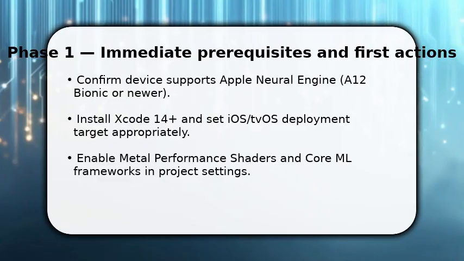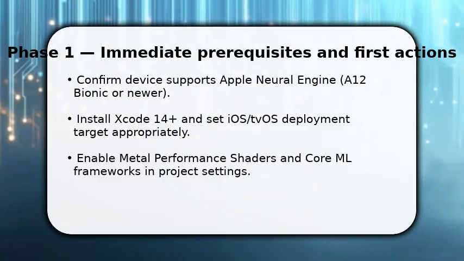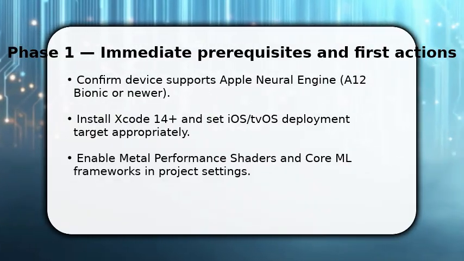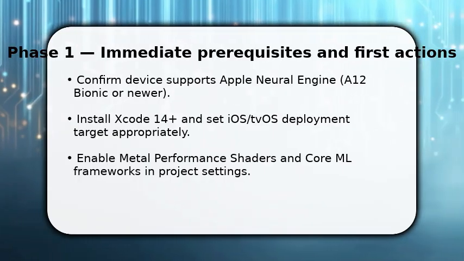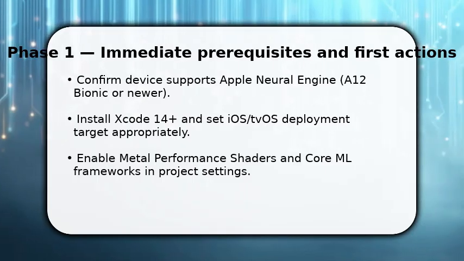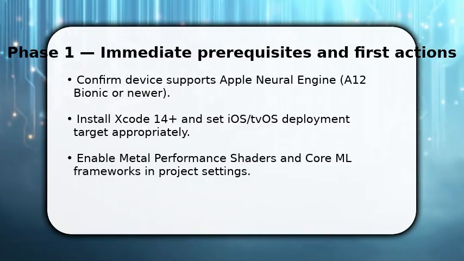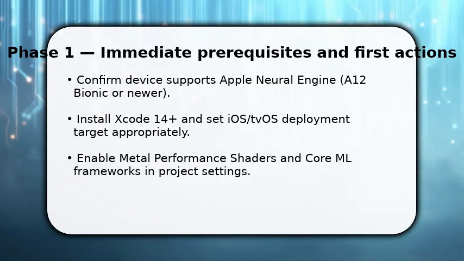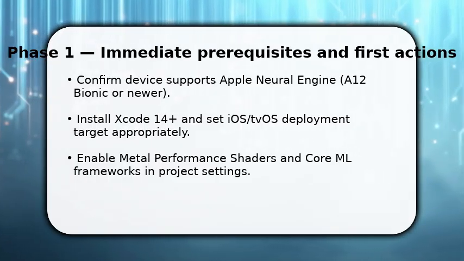You start by confirming your device and toolchain. Make sure the Apple Neural Engine is available on the target chip, and Xcode is updated. This matters because hardware acceleration depends on both. Once done, enable Core ML and Metal Performance Shaders in your project so data moves efficiently to the ANE.